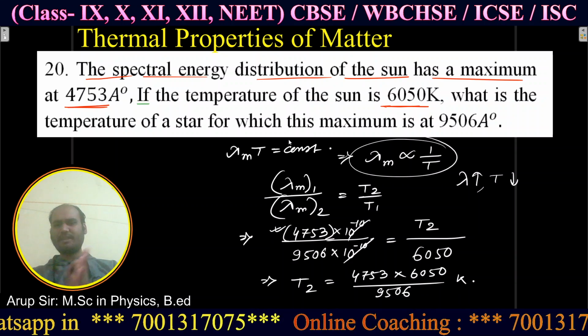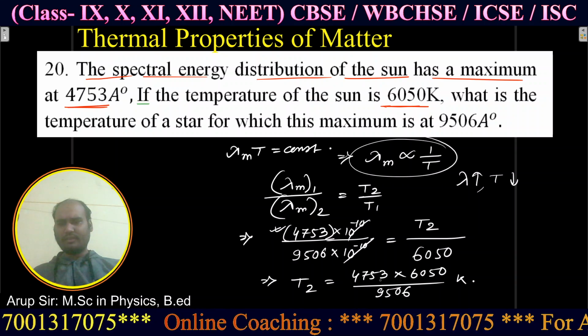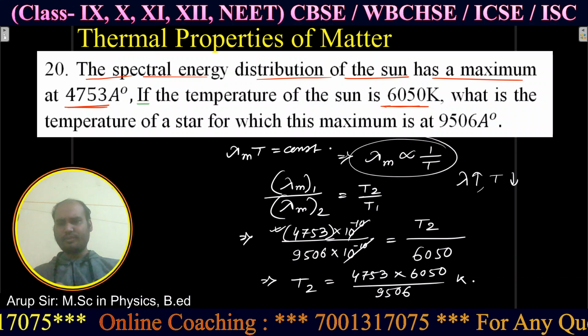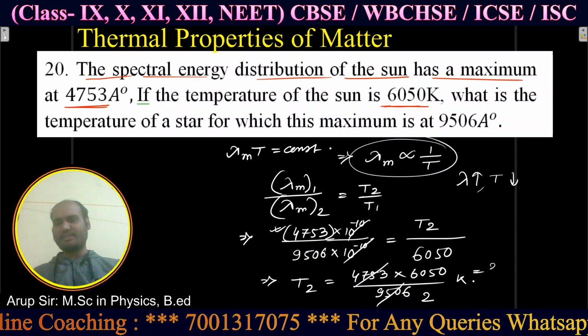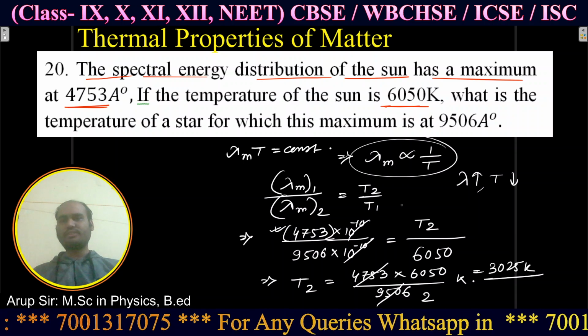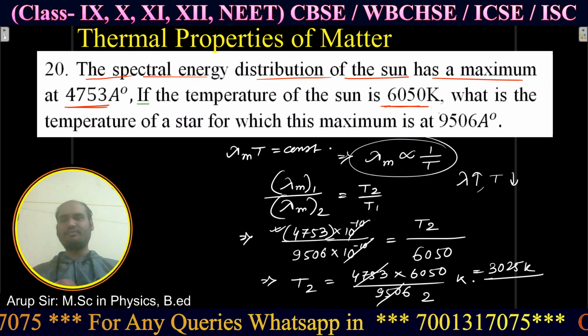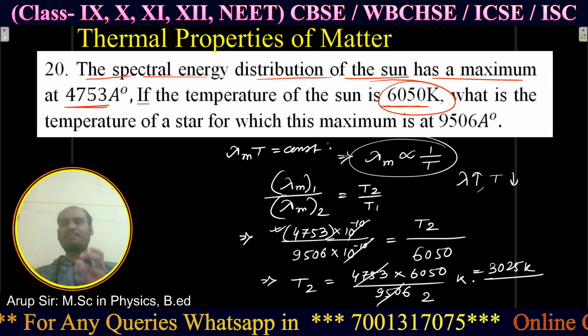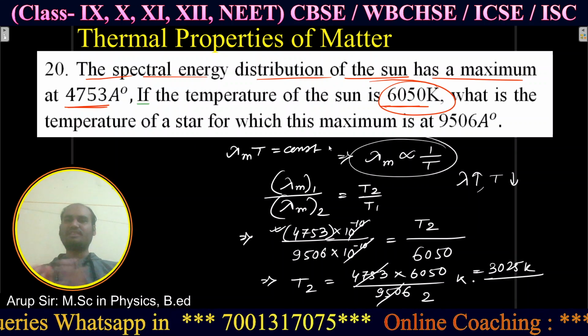Okay, maybe it can be cancelled by 2, I think? 47 means 94. Yes, you can cancel this by 2. So what will be the answer? 3025 Kelvin is the answer. Okay, so I am getting the actual answer. And you can see that this temperature value is less than the earlier value, right? Because wavelength is increasing, temperature should fall as per Wien's displacement law.